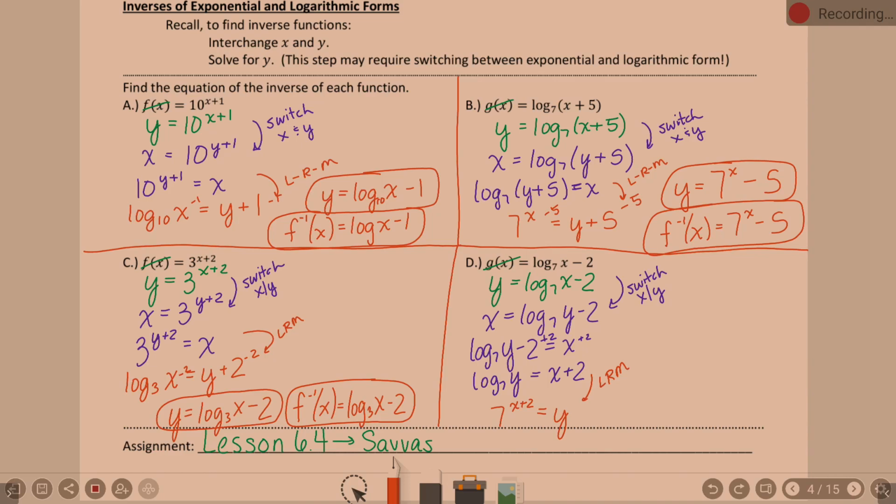And what do we do to finish it off? We can flip it to rewrite it, but y is already by itself, isn't it? So we ended up with y equals 7 to the x plus 2. Or if you prefer, f inverse of x equals 7 to the x plus 2. Okay?